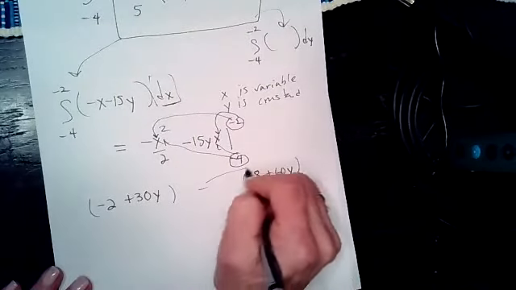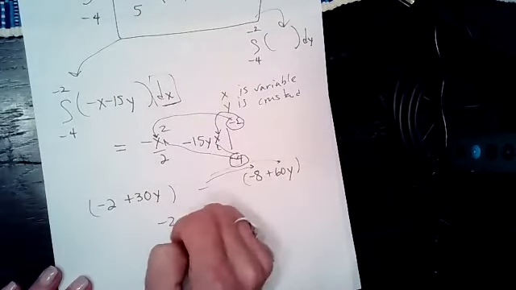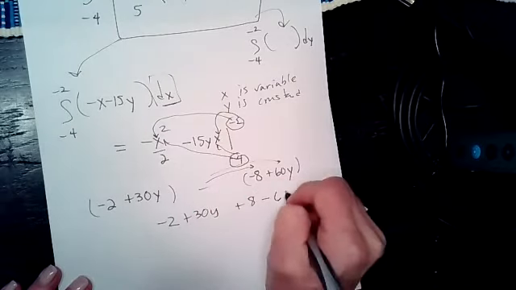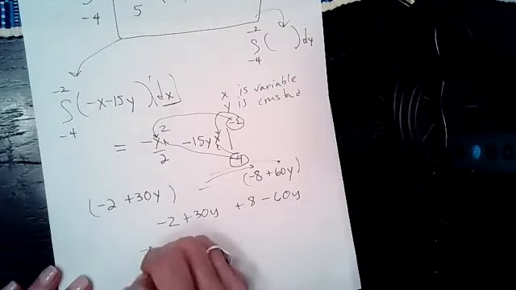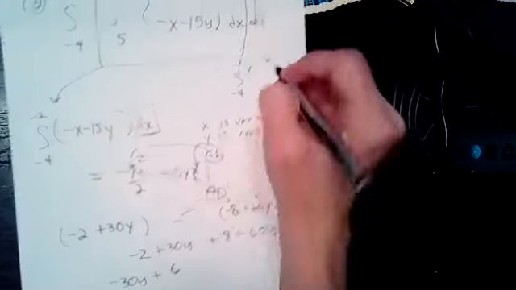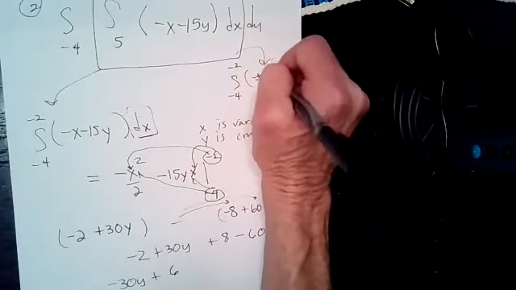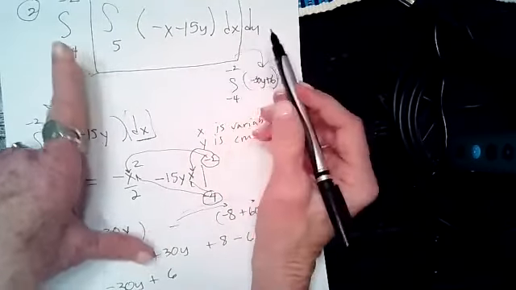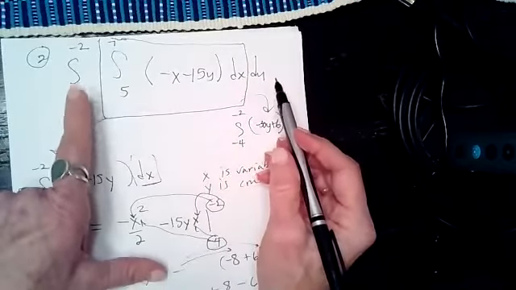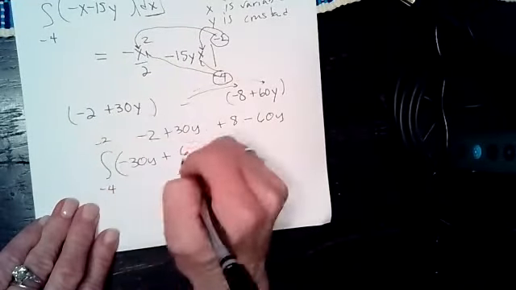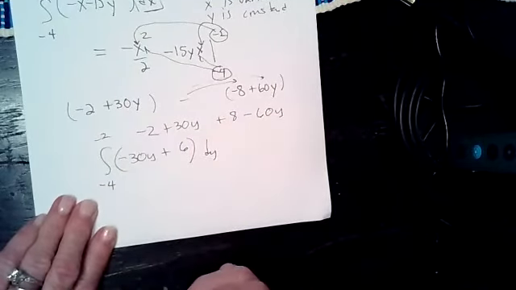But remember, now we've got to distribute the negative and combine like terms. So it's plus 8 minus 60y. So I get negative 30y plus 6. Okay. And now that's what I have. And I'm going to put negative 30y plus 6 and integrate it with respect to y with these outside limits. Okay, so I'm going to just go down here and do from -4 to -2, negative 30y plus 6 with respect to y.